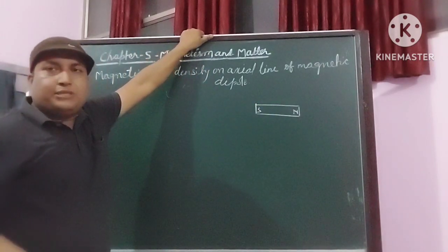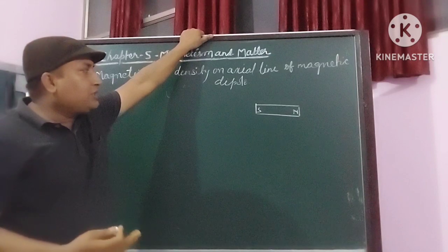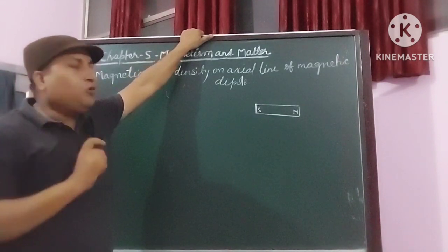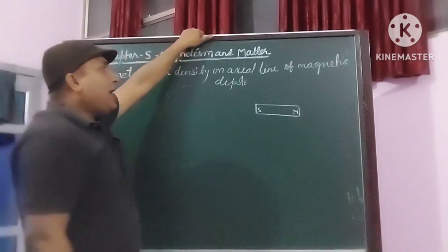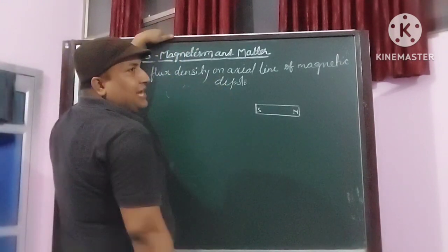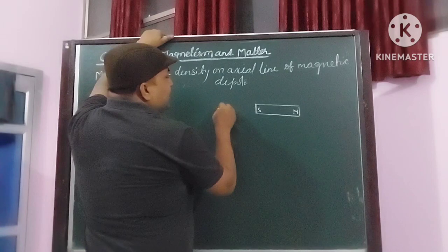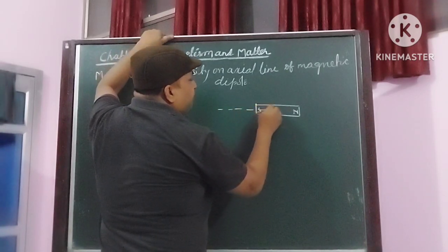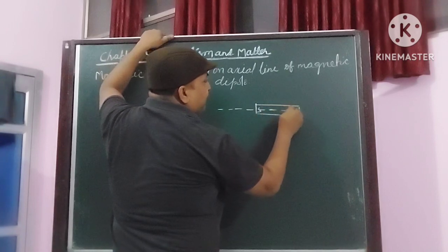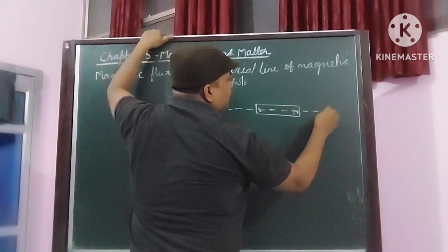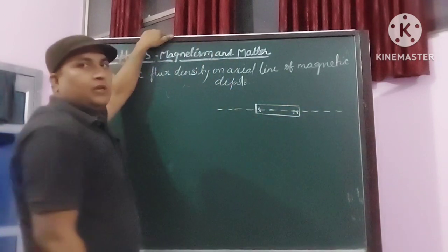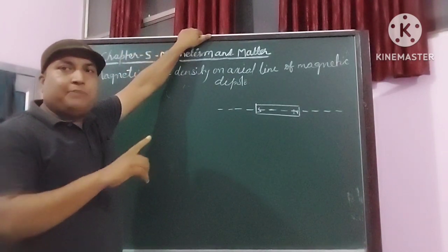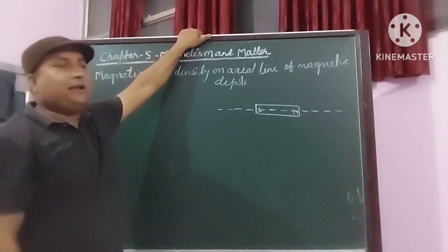You know that the pole is the strength of the magnet, where all the strength is accumulated, and every magnet has two poles. That's why it is called a dipole. And what is the meaning of axial line? The axial line means one line passing exactly through the center of the bar magnet, parallel to the bar magnet.